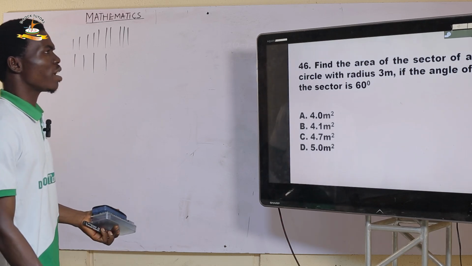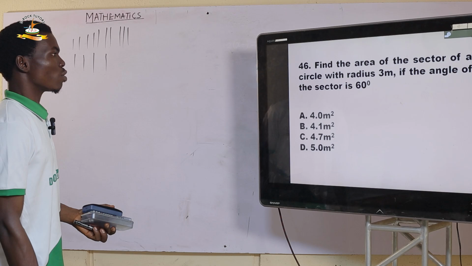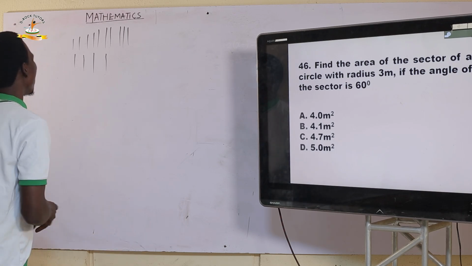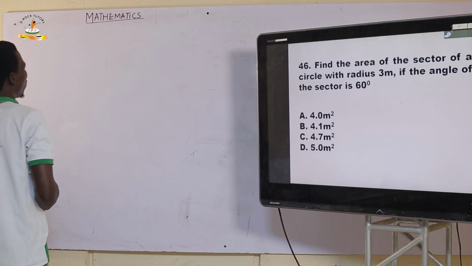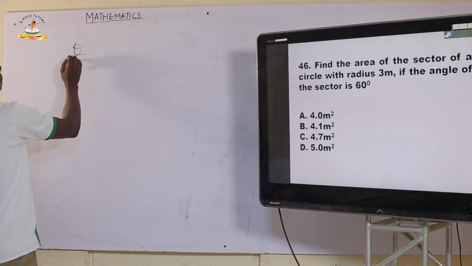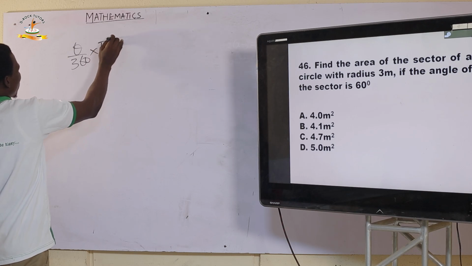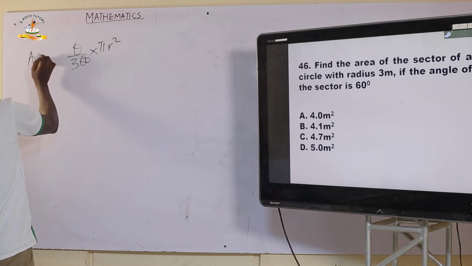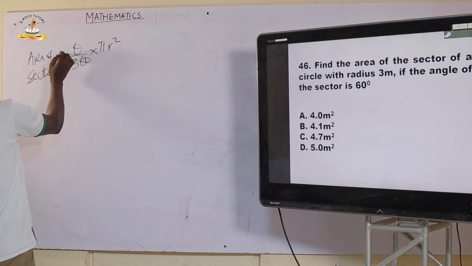Alright, the next question says find the area of the sector of the circle with radius 3 meters if the angle of the sector is what? 60 degrees. And we know area of sector is given as what? Theta over 360 multiplied by what? By pi r squared. That's area of sector.